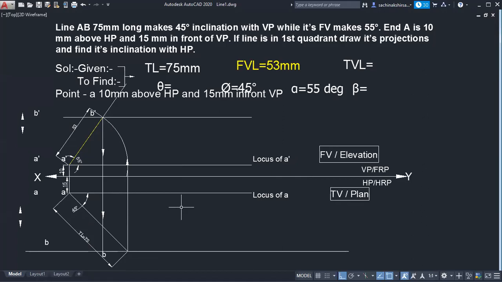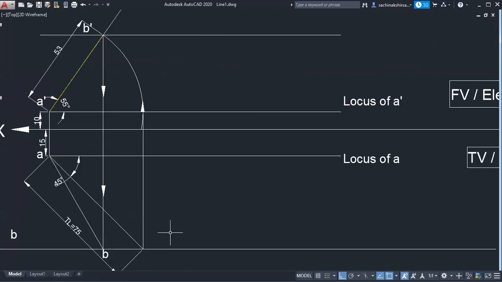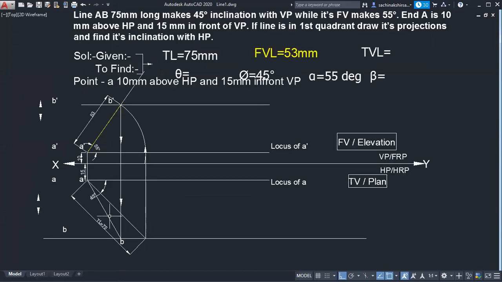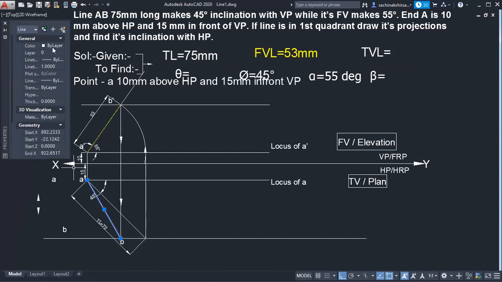If I join A to B, what will be that length? It will be TVL. If I join this point A to B, now let us hear your answer, how much it is. 61. 61 millimeter, sir.